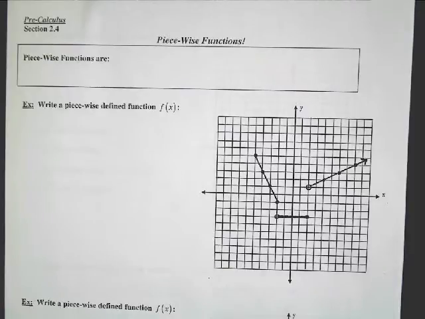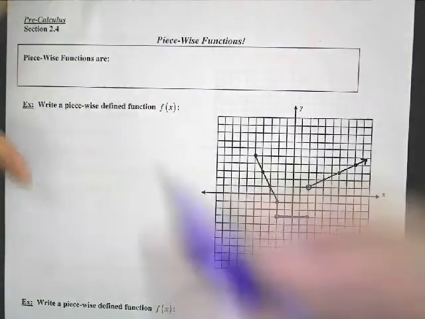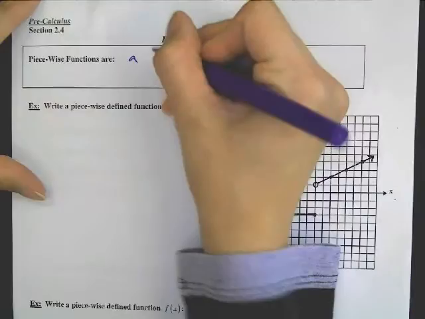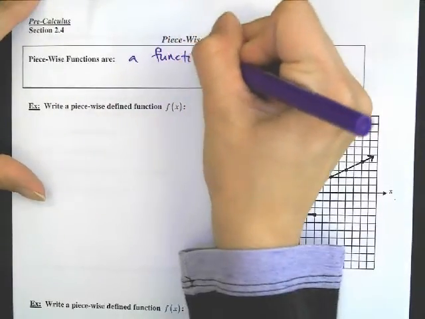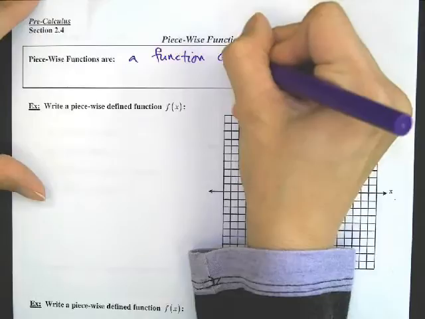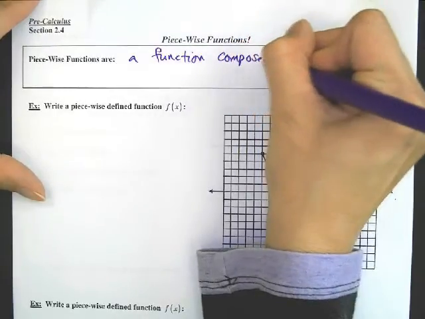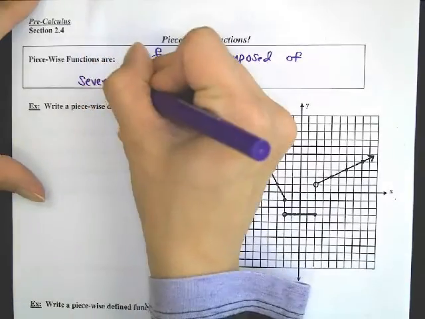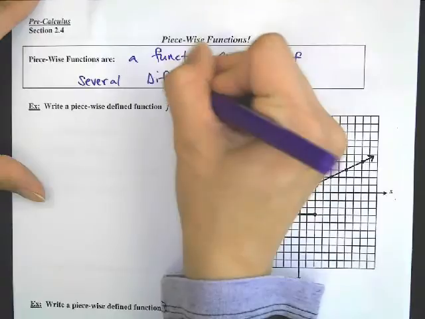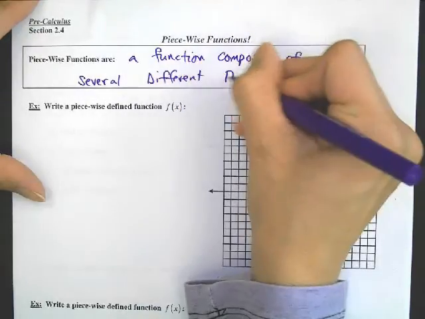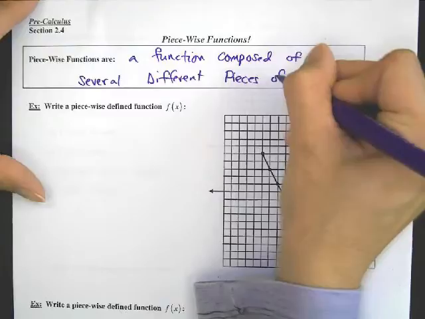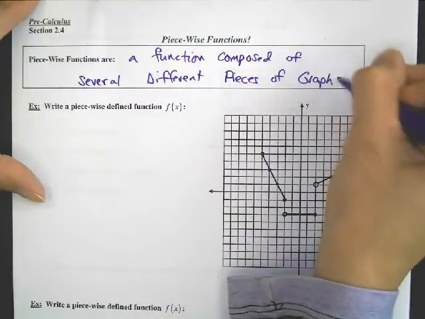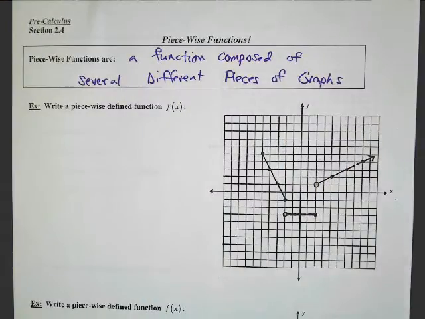Let's take a look at some piecewise functions. First of all, a piecewise function is a function composed of several different pieces of graphs. So you're going to have several different equations, several different pieces of graphs, all coming together to make one function.